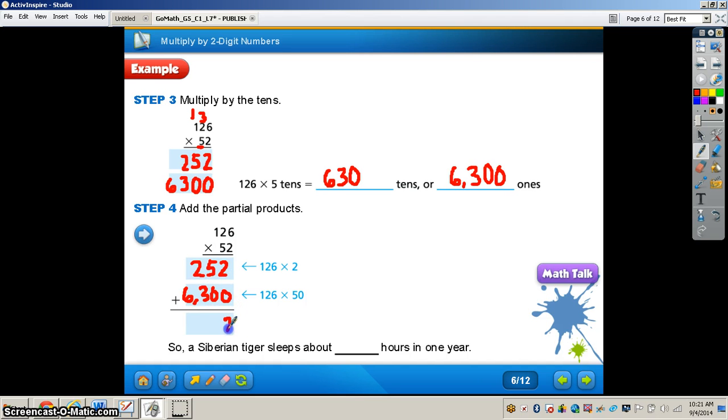2 and 0 gives me 2. 5 and 0 gives me 5. 2 plus 3 gives me 5, and we just bring the 6 down for 6,552 hours of sleep in 1 year.